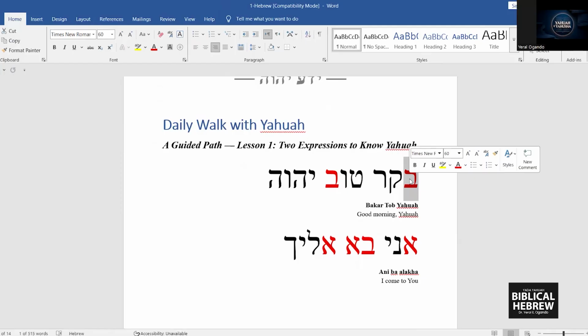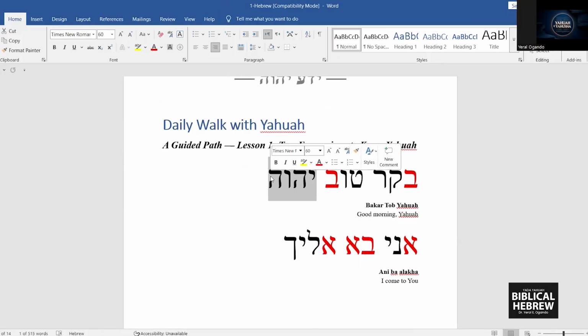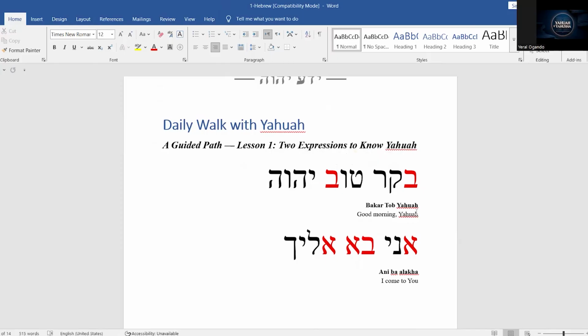So this is Bakar Top Yahuah. In traditional Hebrew, in academic Hebrew, it can tell you Boker, but in Yada Yahuah it is Bakar Top Yahuah. Top is everything that is good, which is used for good. Bakar is the word used for morning. And Yahuah, we already know, but we're gonna learn what it really means later on. So Bakar Top Yahuah. Good morning, Yahuah.